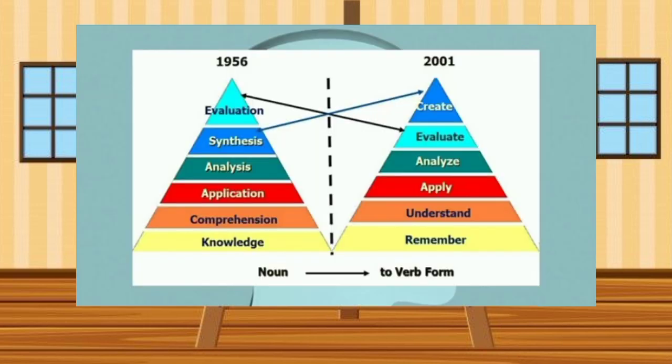Now I'll show you the quick revised Bloom's taxonomy. In 1956, it was evaluation, synthesis, analysis, application, comprehension, knowledge. In 2001, it is create, evaluate, analyze, apply, understand, and remember. So, from 1956 to 2001, the levels of the taxonomy changed from noun to verb form.